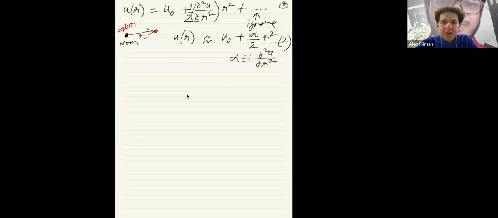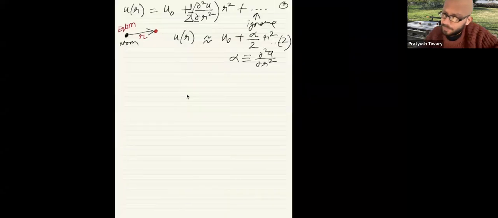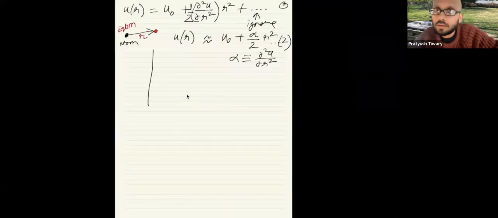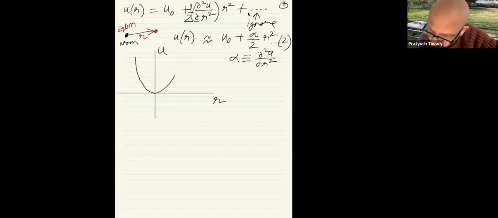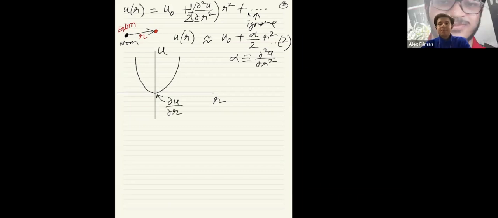I'm sorry, Professor Tiwari, why don't we have the first derivative? Because you are at equilibrium. Let me draw the picture here. If this is U and this is R, close to equilibrium, it's going to look something like this. You have a harmonic approximation, or you have some curve. The point being that everything looks harmonic close to equilibrium. What happens to partial U by partial R here at the origin? It's 0. That's why.